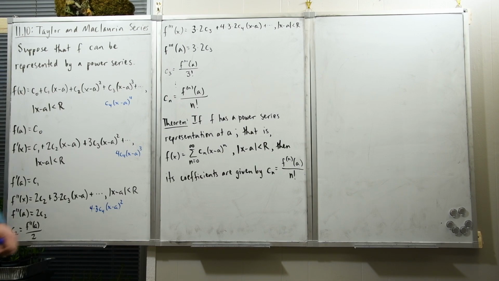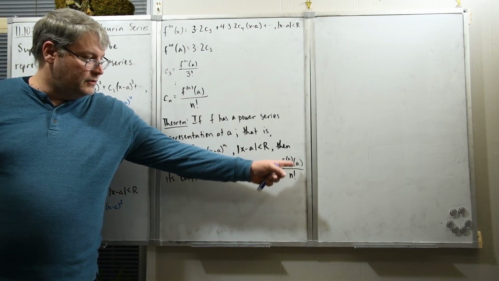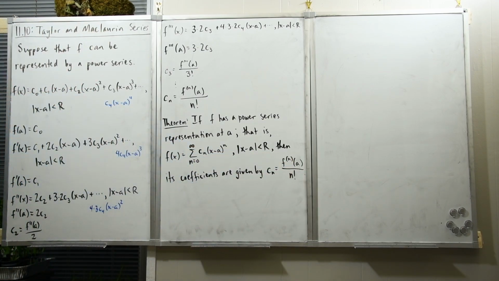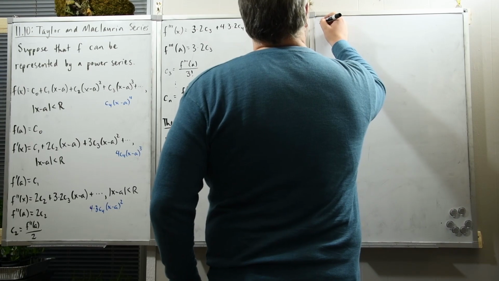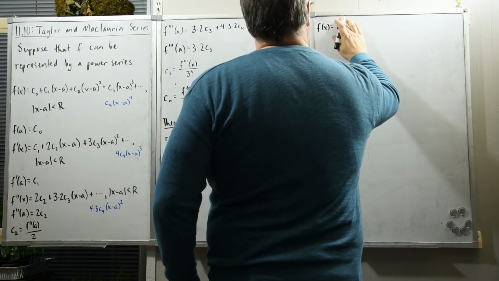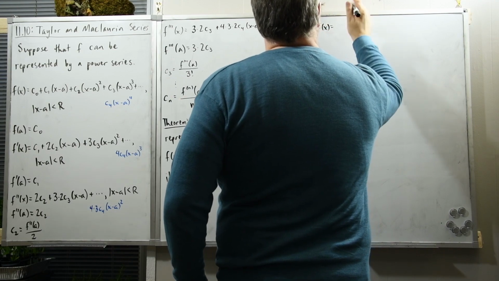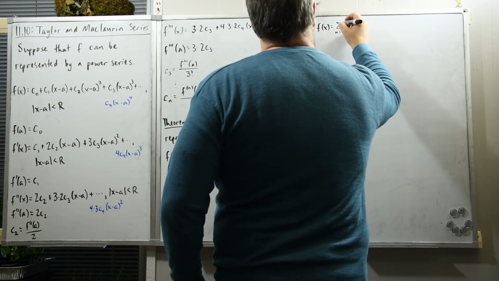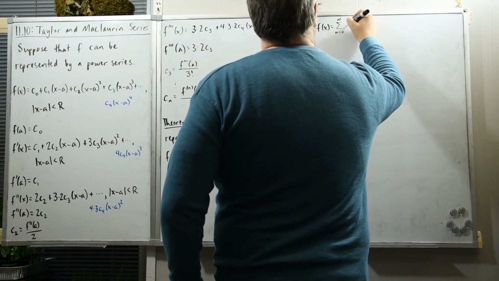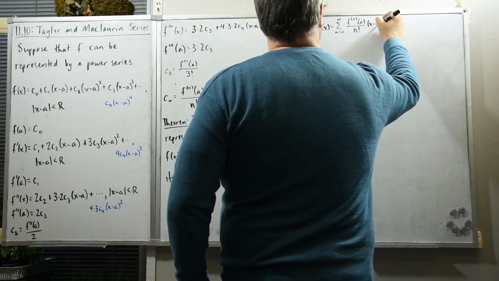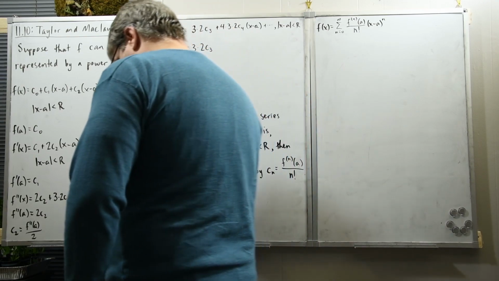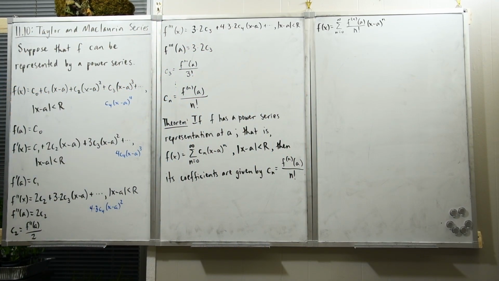And so if you think about it, the c sub n is going to get replaced with this nth derivative of f at a over n factorial. So it'll look something like the following. The summation n equals 0 to infinity of the nth derivative of f at a over n factorial times x minus a raised to the nth power.